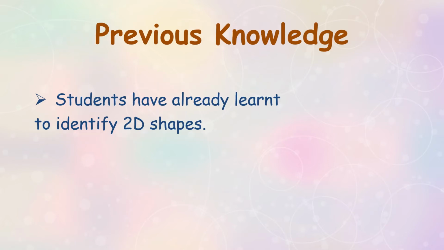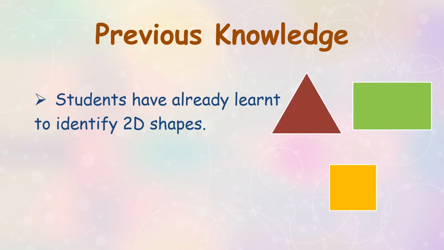In class 1 and 2, you have learned to recognize some basic shapes, like these ones. You also know their names, right? These are triangle, rectangle, and square. Some of you may also be able to even draw these shapes correctly.